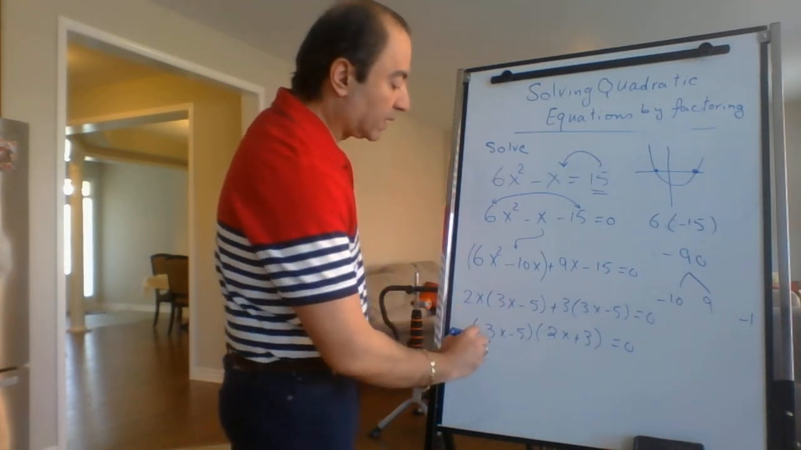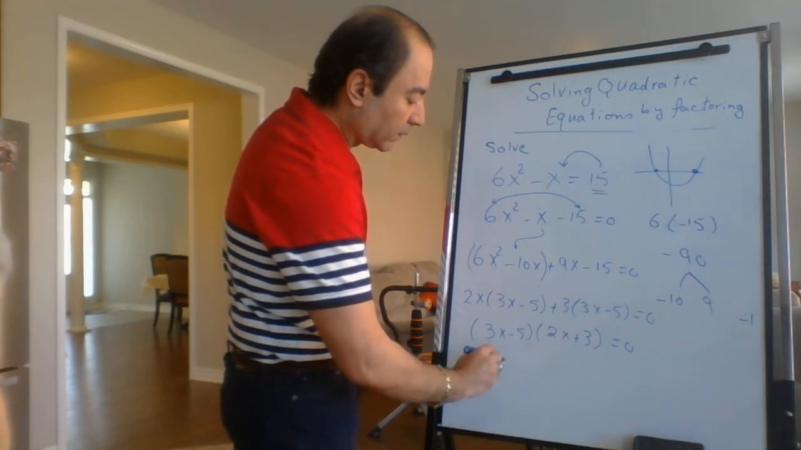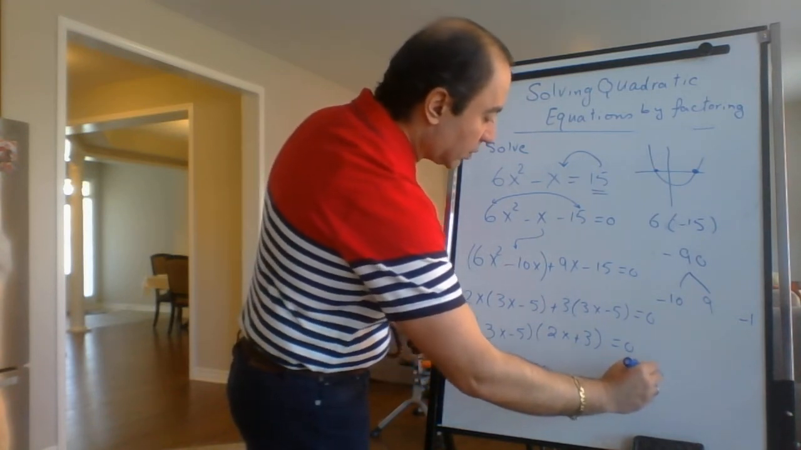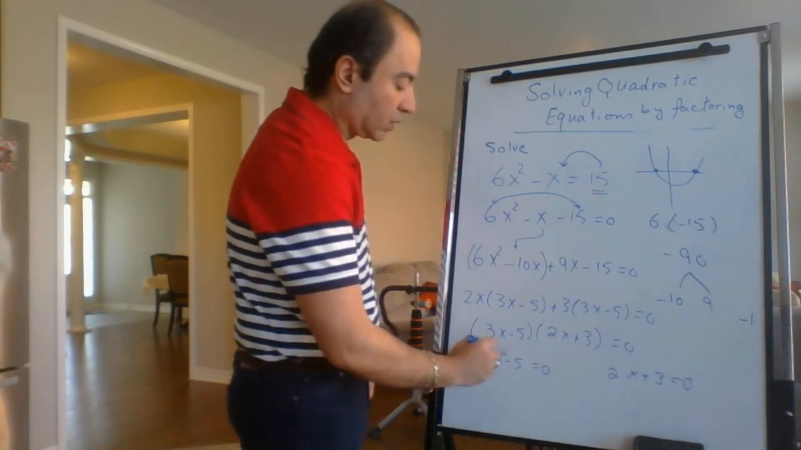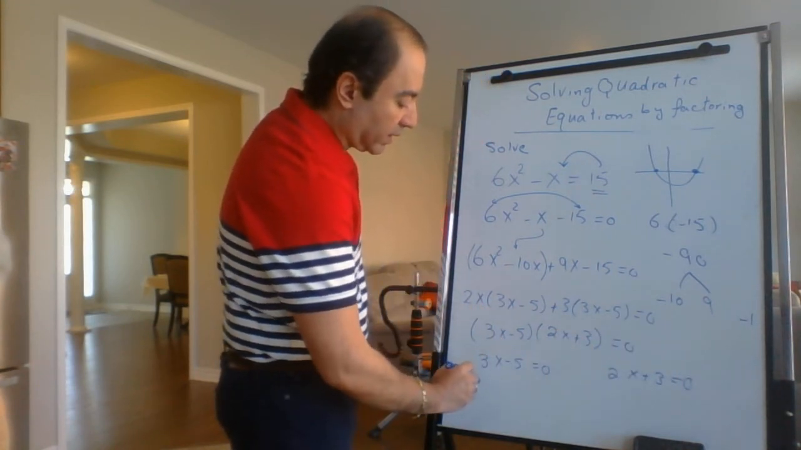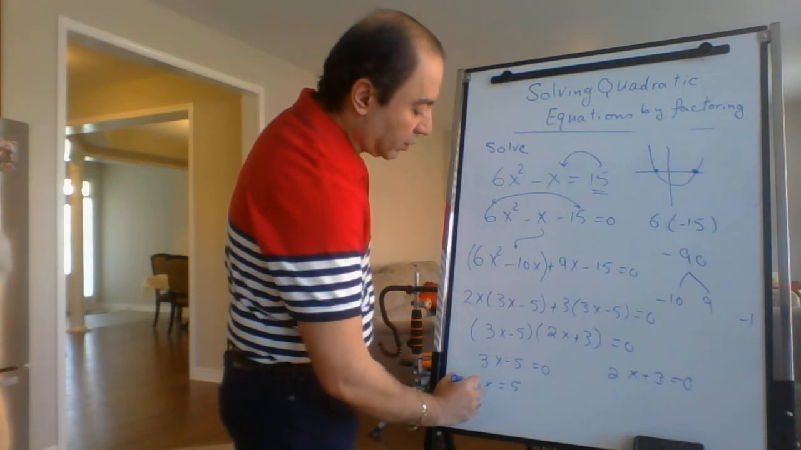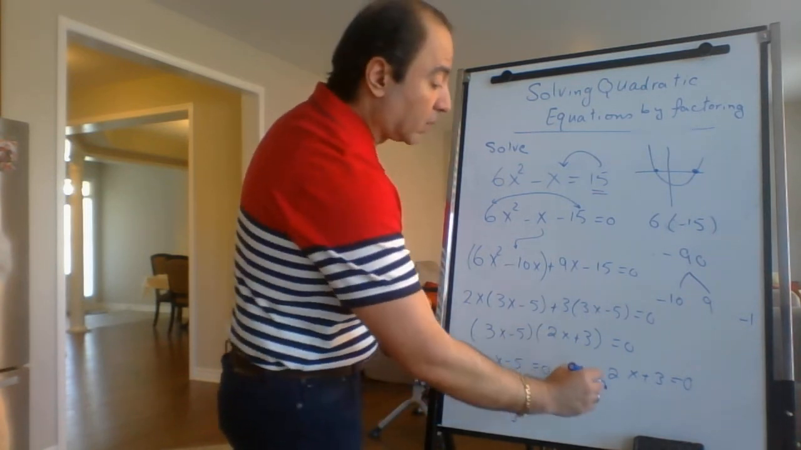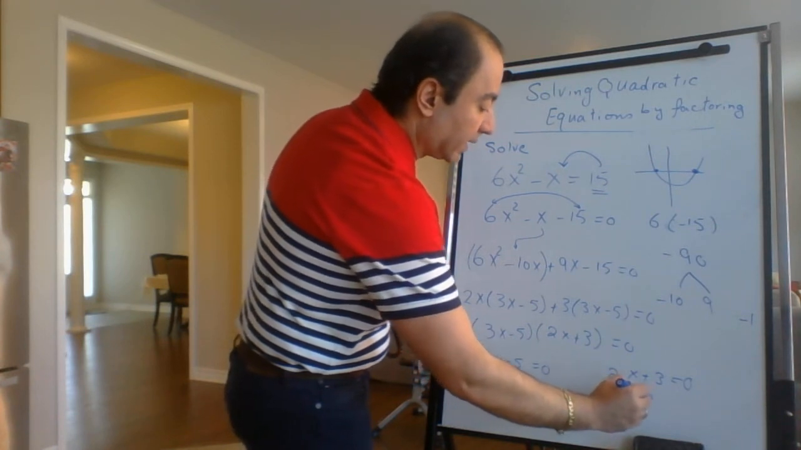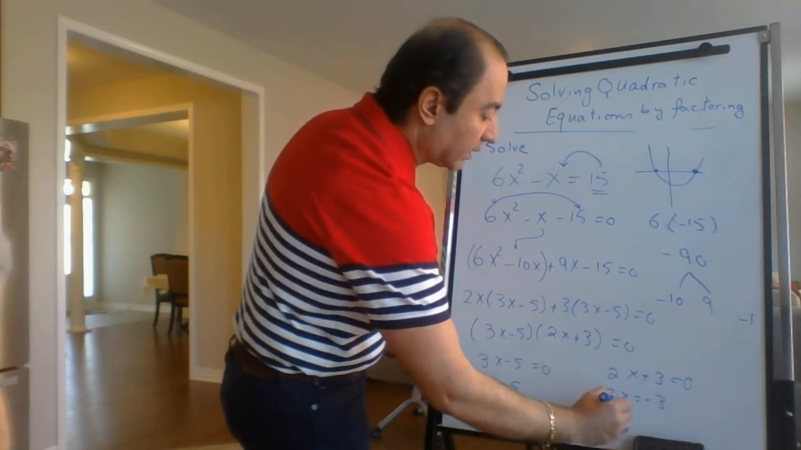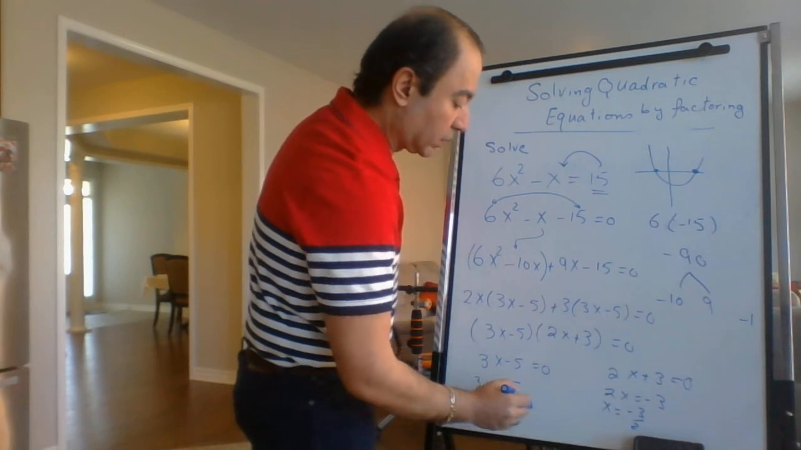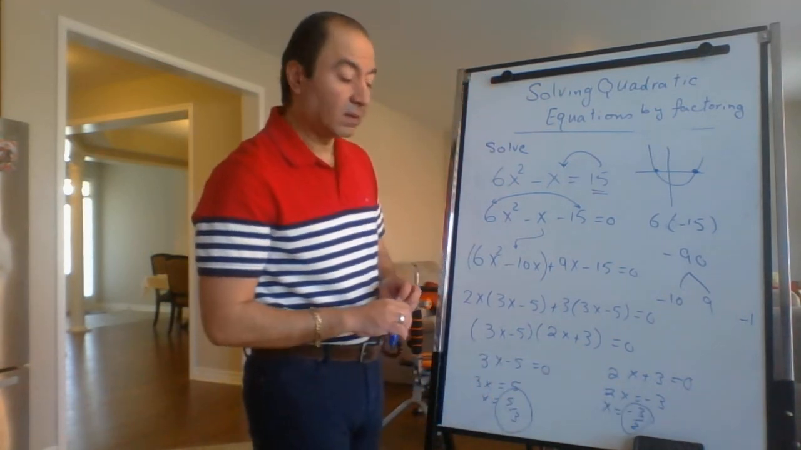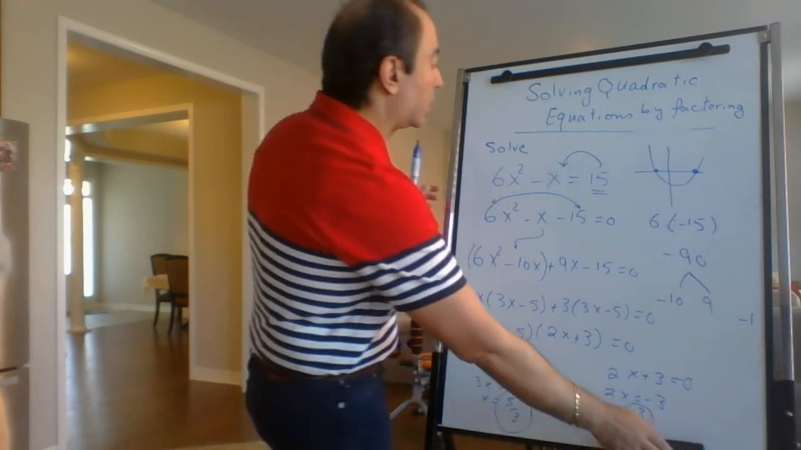How do we solve? We take each factor or each term and make it equal 0 and solve the two equations. So 3x equals 5, so x equals 5 over 3, and the other one, 2x equals negative 3 and x equals negative 3 over 2. So the two solutions are 5 over 3 and negative 3 over 2.